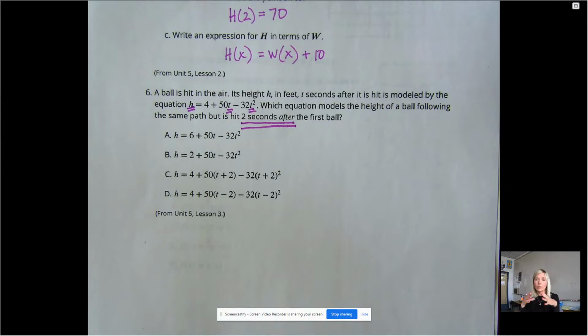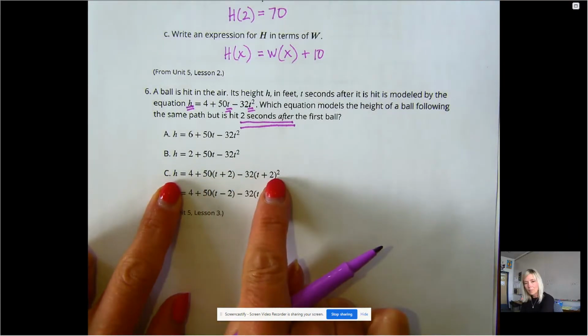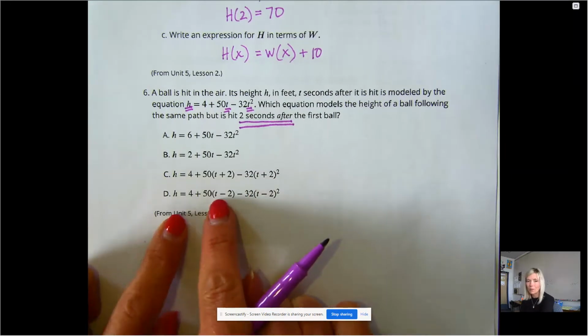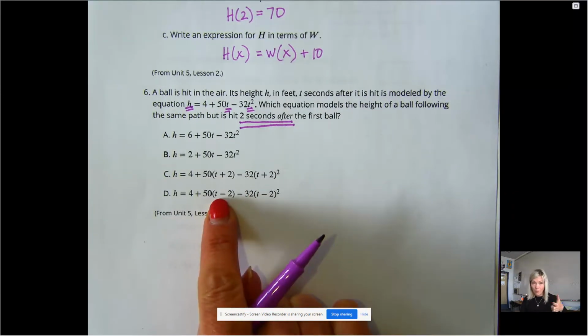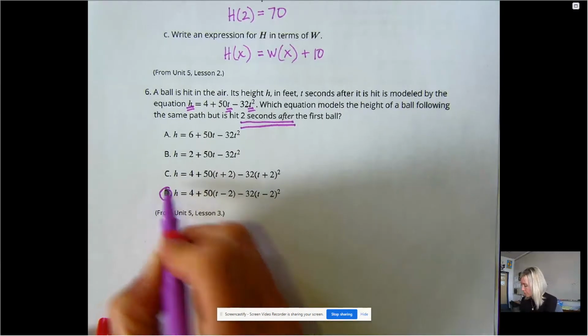And remember, when you do input shifts, it's always opposite the expected sign. So we might think it's going to be C, where we add 2, but it's not going to be that. It's going to be subtract 2, because with input changes, you always do the opposite operation. So it's actually option D.